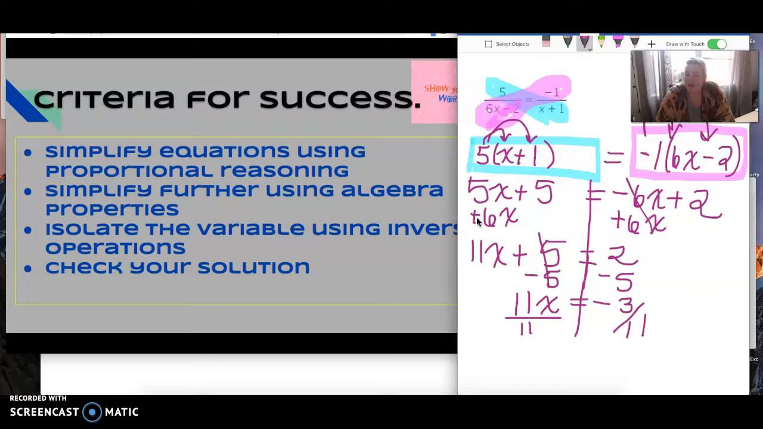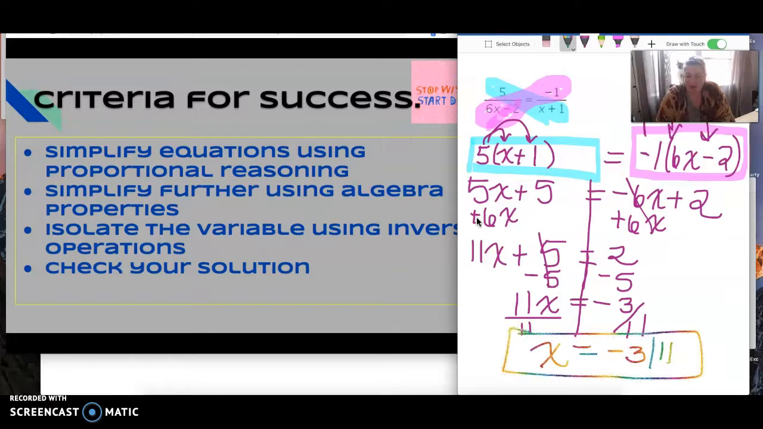It's not positive 3. I don't want you to get tripped up on negatives because they will trip you up. So our answer ends up being negative 3 over 11. Done with my sparkly rainbow pen. Woohoo! And as always, and especially because it's a part of the CFS, you need to check your answer.